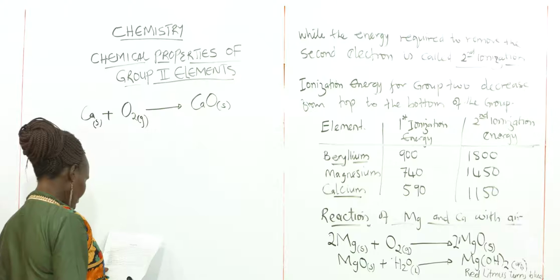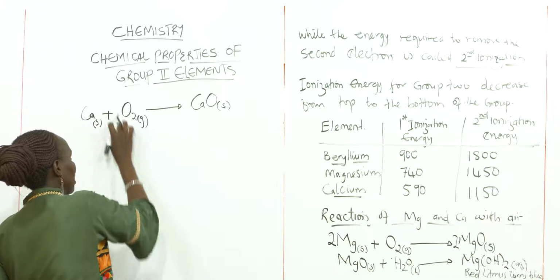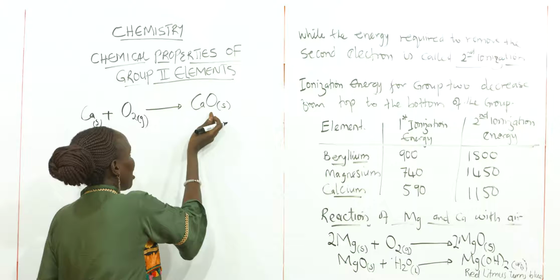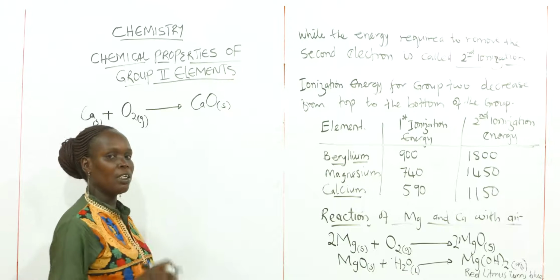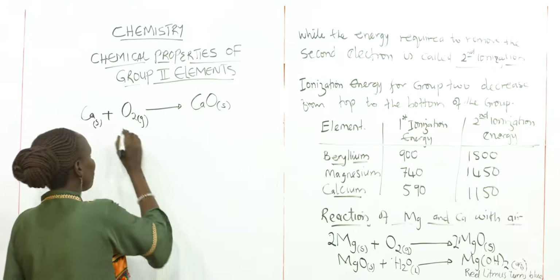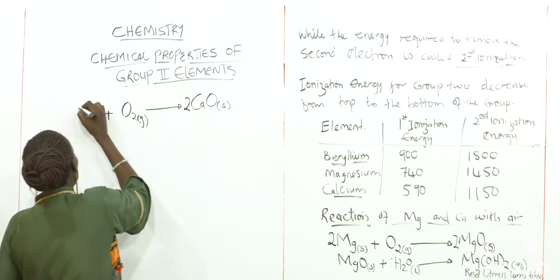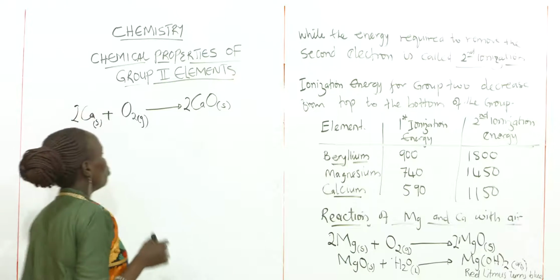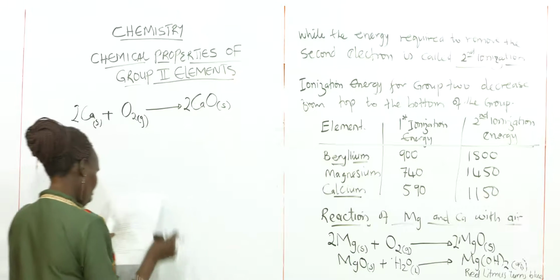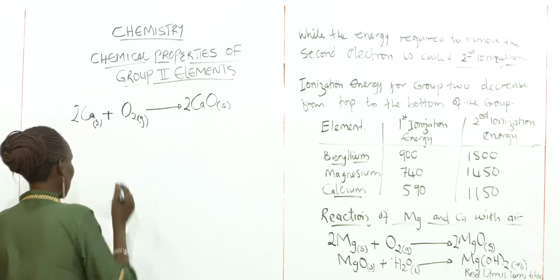So in this reaction, we have two molecules of oxygen at the reactant side, and we have one molecule of oxygen at the product side. It means we need to balance the equation. So we are going to have 2 for the product side and also 2 for calcium to show a balanced equation. So this calcium oxide can be exposed to water and it will form an alkaline solution of calcium hydroxide.